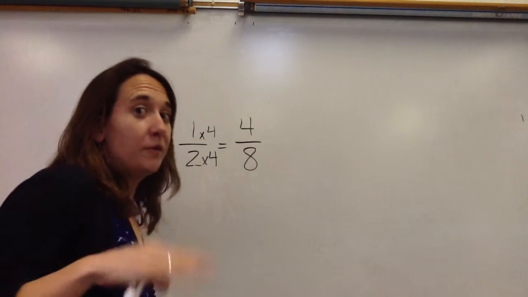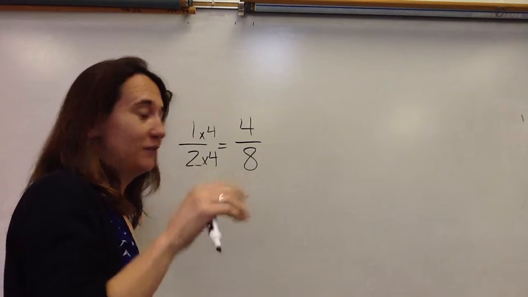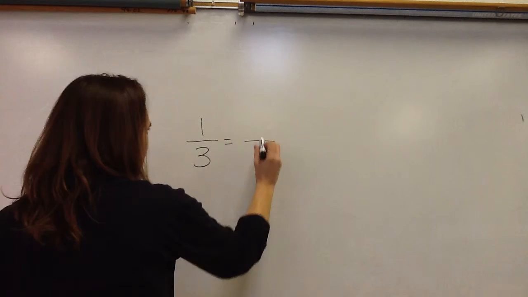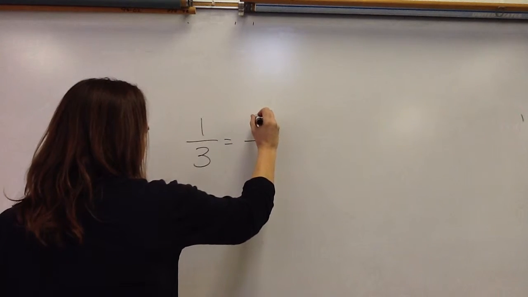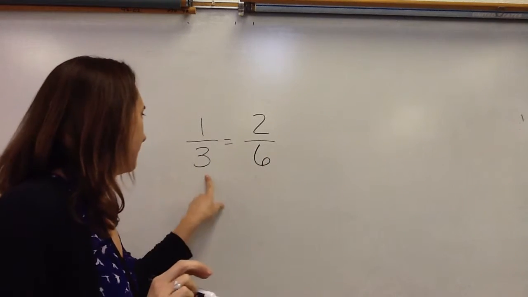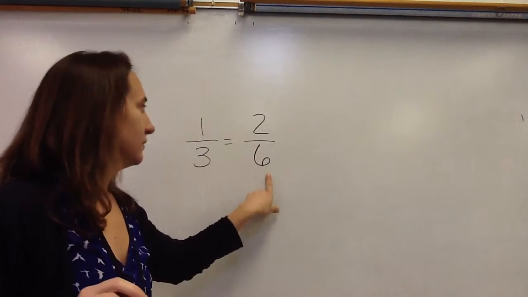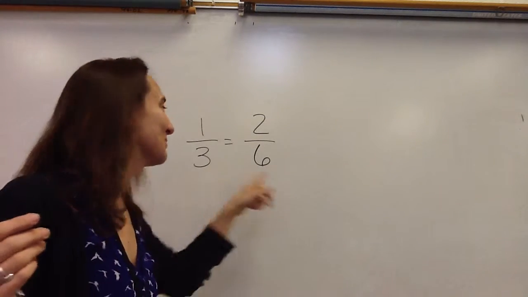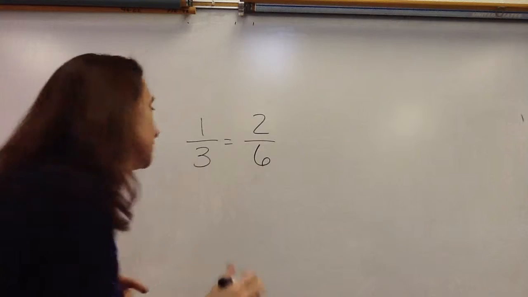Hopefully you wrote both of those examples on the right side of your notebook. Now here comes another one. You want to make sure you write this down. We said that 1/3 was equal to 2/6, right? Well, again, what can we do to 3 to make it a 6? Well, how many times can 3 go into 6? Well, it goes into it 2 times.